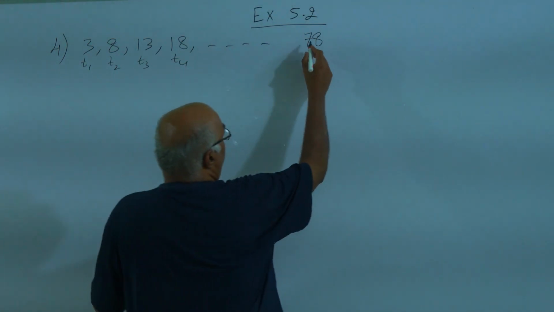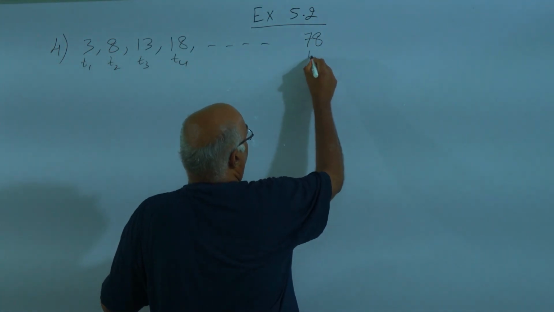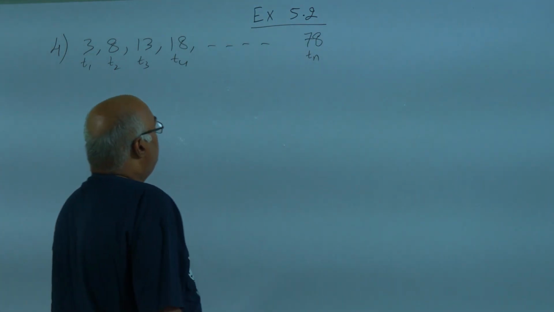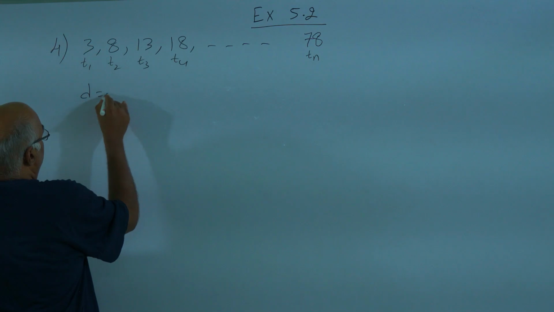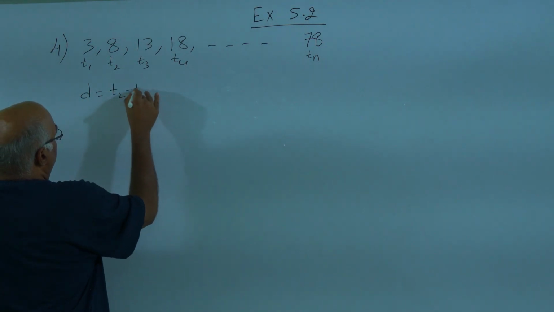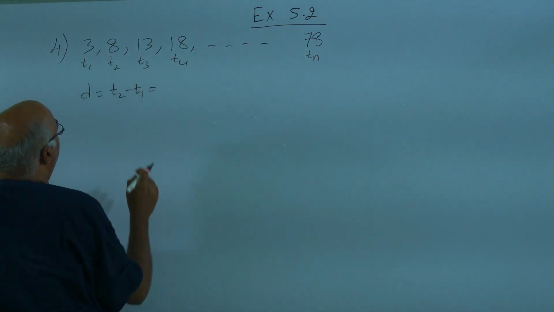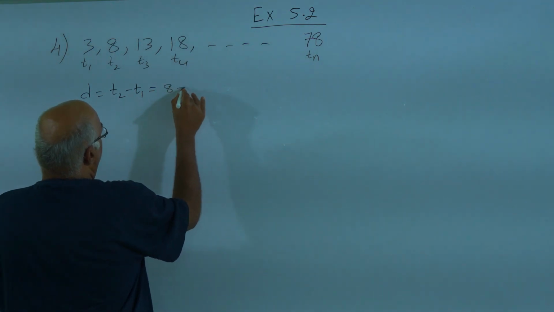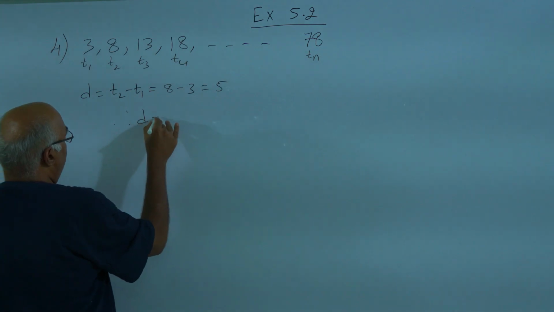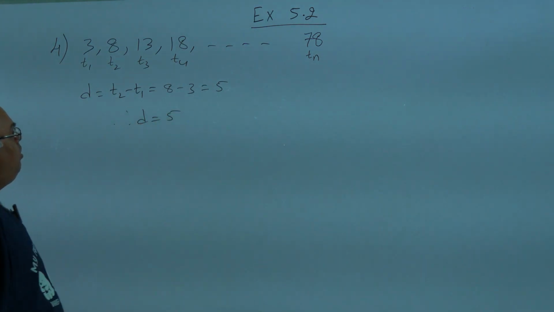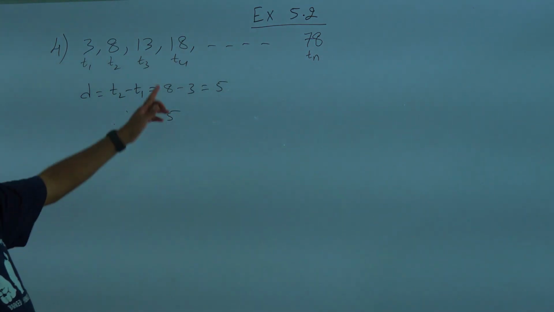Now assume that this number 78 is the nth term, say it is Tn. Now first we have to find the common difference. We know that D, common difference, is equal to T2 minus T1. So this is equal to 8 minus 3, this is equal to 5. Therefore common difference D is equal to 5. Now after knowing the common difference, let us find the nth term.